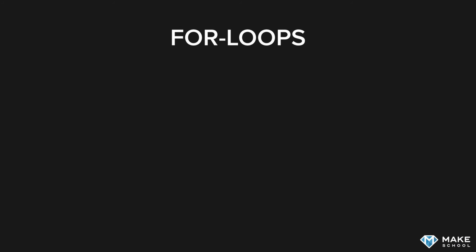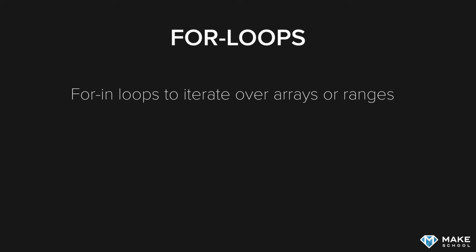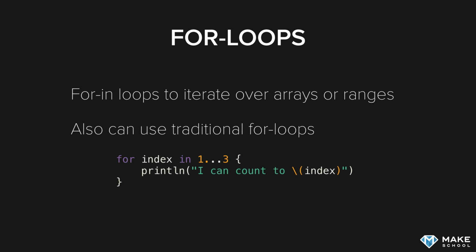Swift has two types of for loops. It has for-in loops, which are used to iterate over arrays and ranges, but you can also use traditional loops if you prefer. So in our first example, we are iterating over the range 1, 2, 3. By putting ... between two integers, we are creating an inclusive range. Had we used ..< (less than), then this would have been a non-inclusive range. It would just be 1, 2.